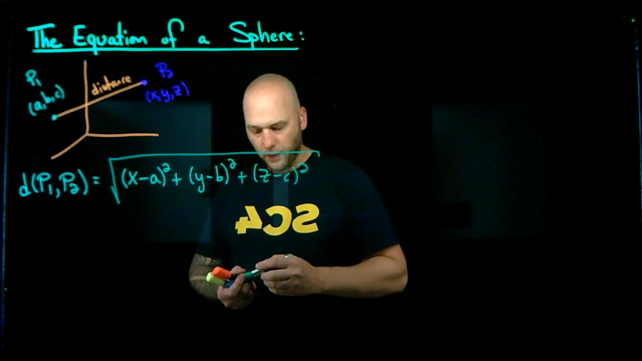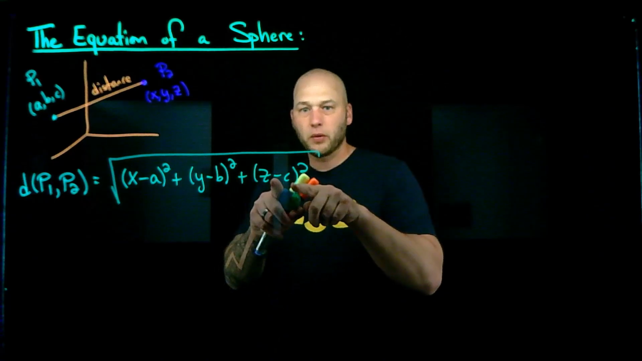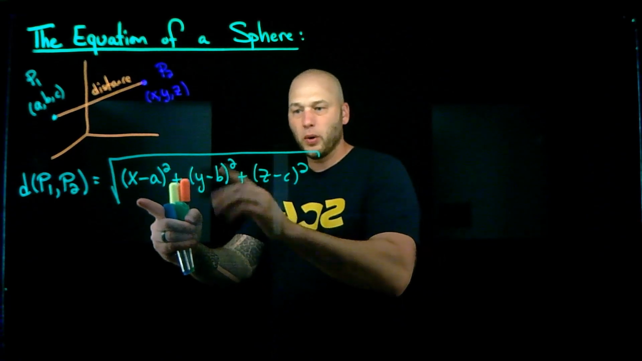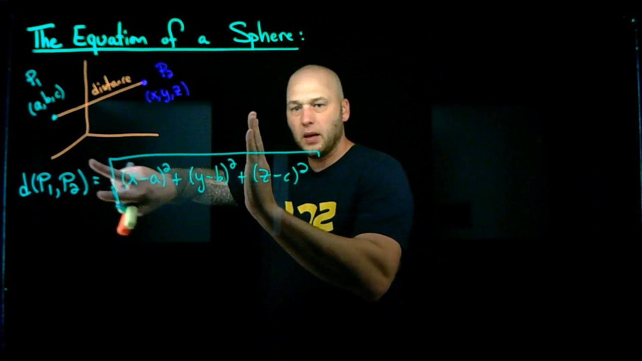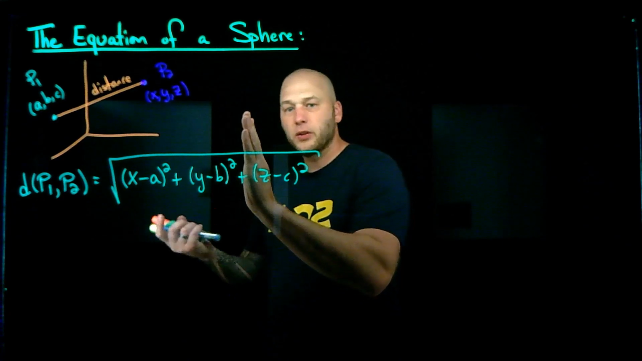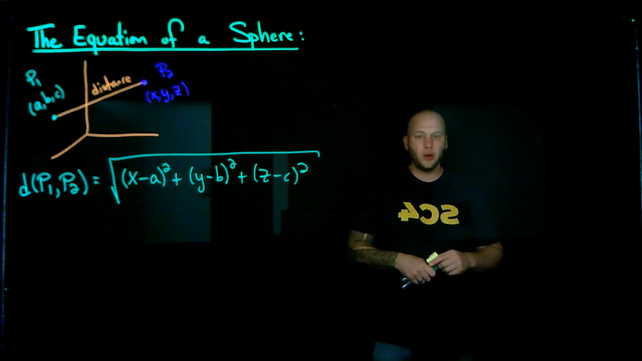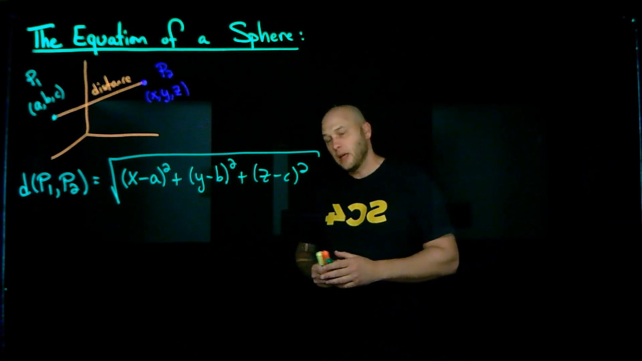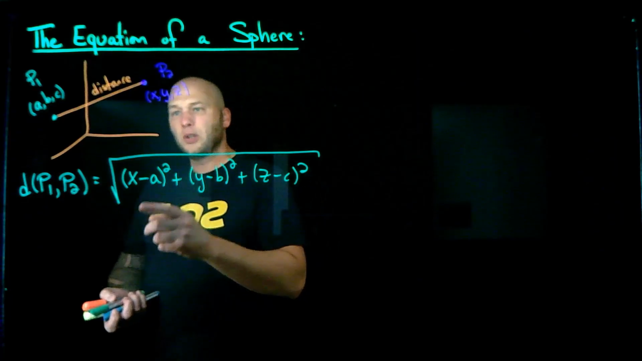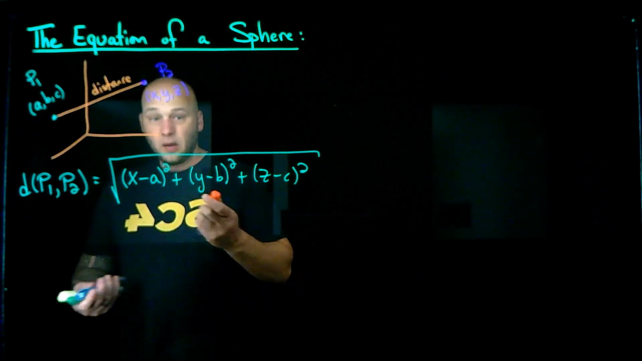Now, once again, if I cover up this portion right here, and you look at just this side of my hand, that looks like the distance formula in 2 space. And so what I do is I just add that third component for 3 space. Okay, so this is the distance between 2 points in R3.